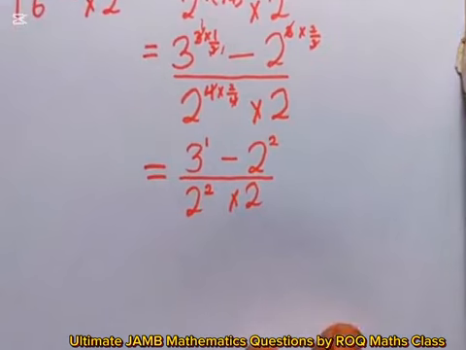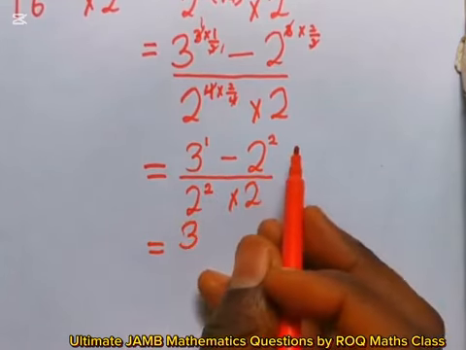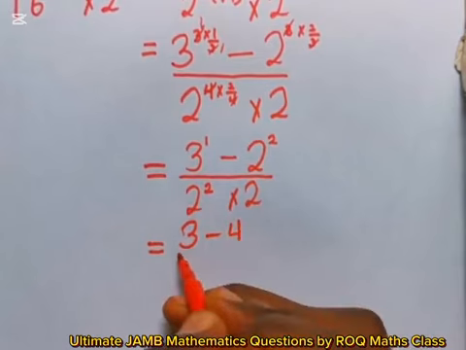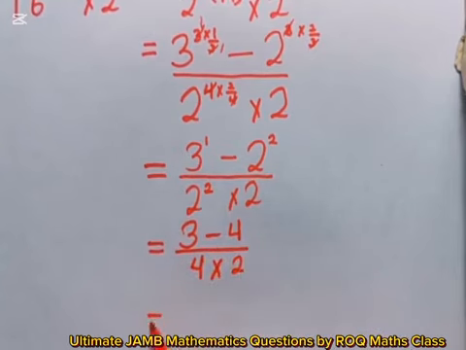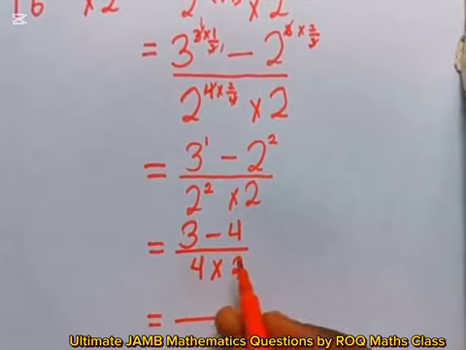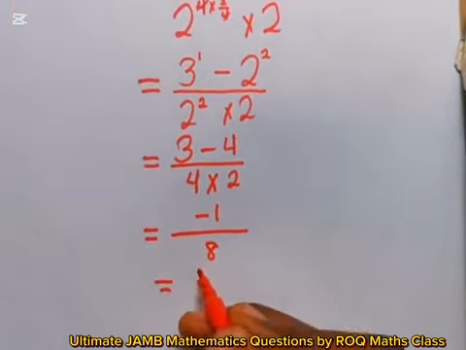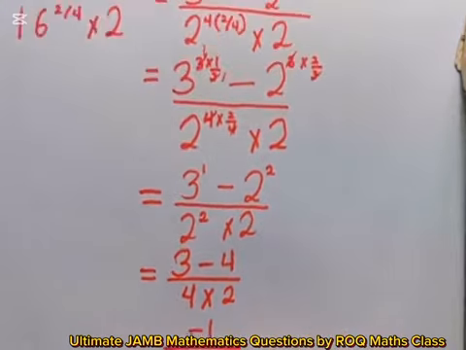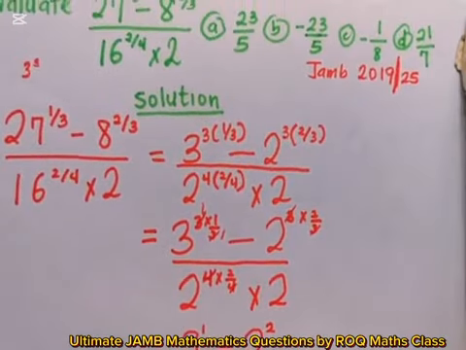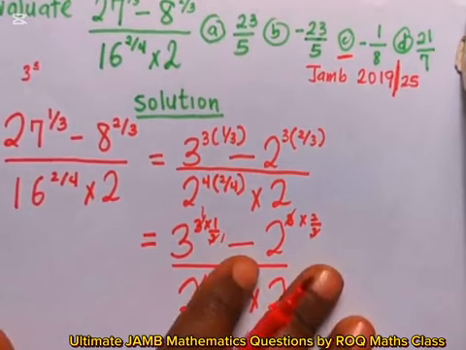Now, if I look at this carefully, I'm going to have 3 and 2 to the power of 2 is same thing as minus 4 over 2 to the power of 2. I have 4 times 2, whereby we are going to have 3 minus 4 is same thing as minus 1. 4 times 2 is same thing as 8, whereby our final answer is equal to minus 1 over 8. And if you look at this from our option, this is same thing as option C. So this is solving from the beginning to the end.